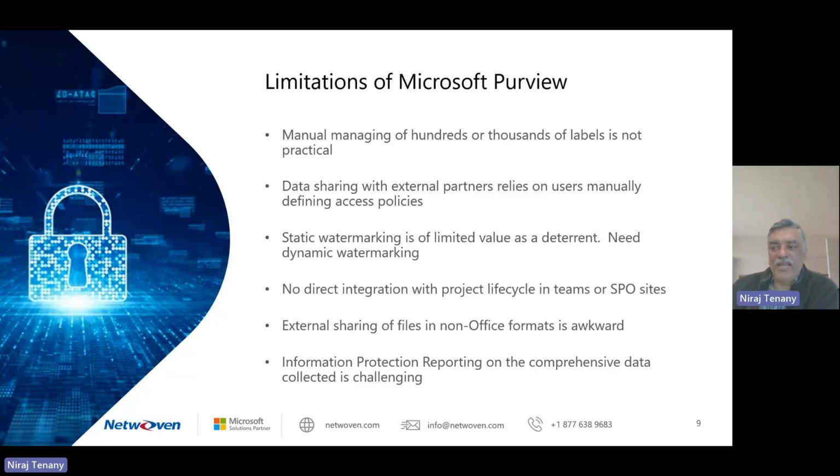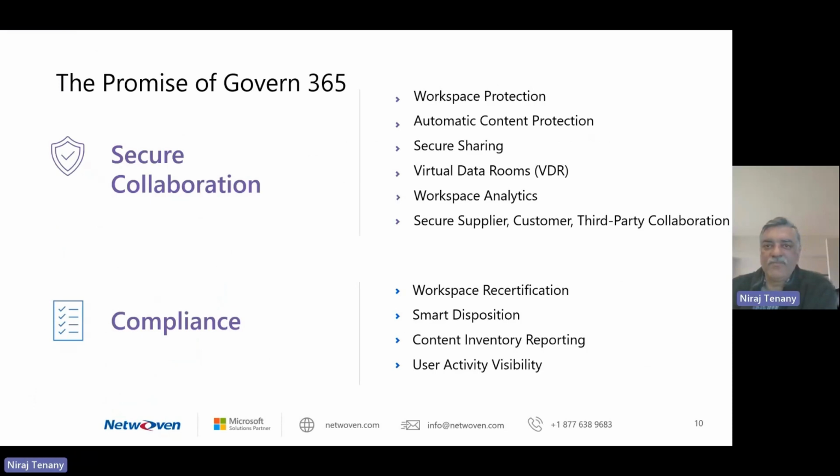So Purview, while it solves many problems, like any other software product, does come with some limitations that need to be addressed. So this is where Govern 365 comes into the picture. NetWoven worked with several customers, identified these problems and turned it into a product called Govern 365. It comes with two modules, one for secure collaboration and one for compliance. The secure collaboration module has the ability to create secure containers that you can use. And you can go to www.govern365.com for more information about the product.